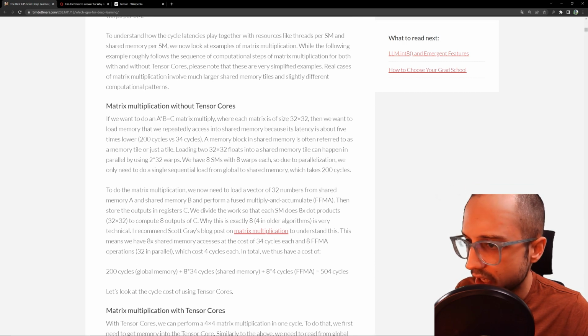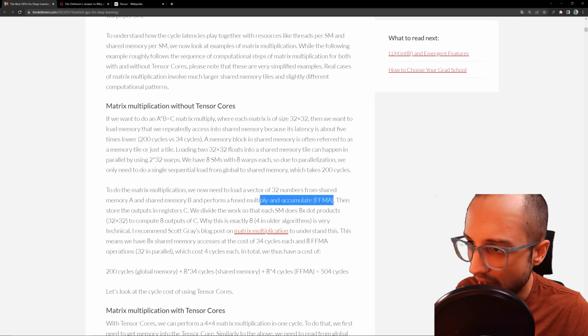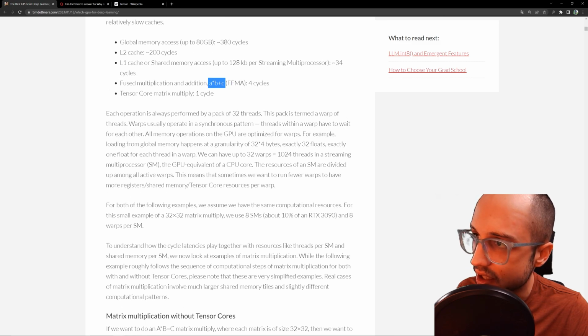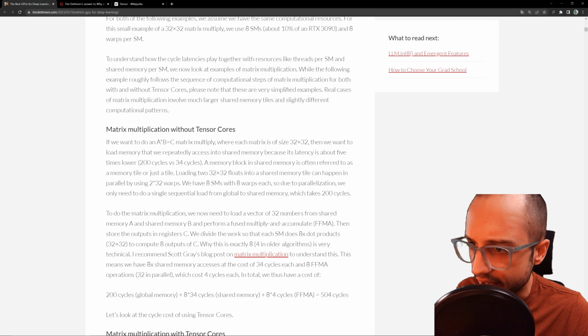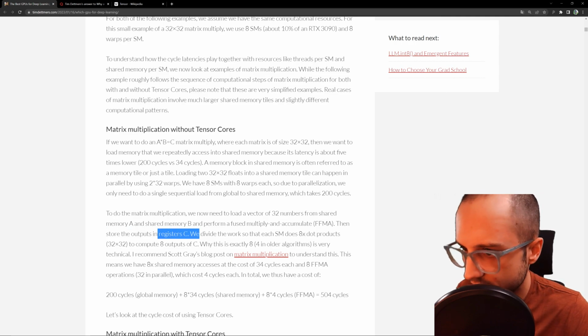To do the matrix multiplication, we now need to load a vector of 32 numbers from shared memory A and shared memory B to perform the fused multiply and accumulate. So this is the matrix multiply followed by an add, right? Multiply is the multiplication, and then accumulate, you're adding the C here. A times B plus C. I guess the shorthand for that is FFMA. Then you store the final outputs in register C, which is basically just another kind of memory, a little tile.